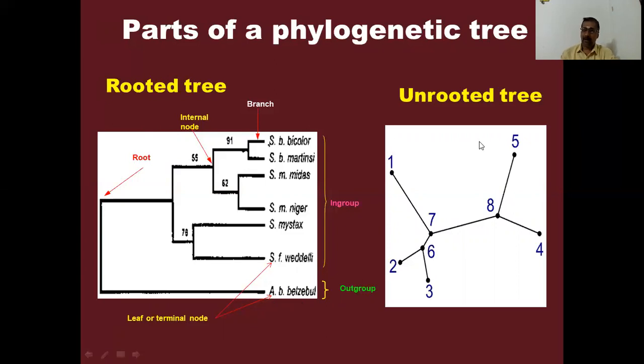Now in the case of the unrooted tree, most people now try to predict an unrooted tree rather than a rooted tree because of many advantages. That I am not going to cover in this particular lecture. An unrooted tree may have leaves. You can compare. There are terminal nodes or leaves. Now here you can see 1, 5, 4, 3, 2.